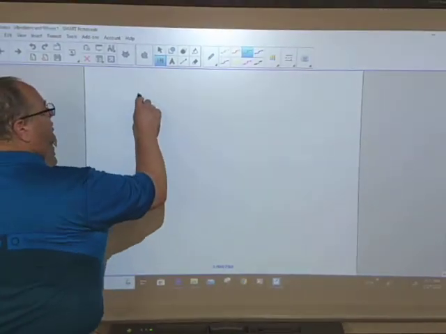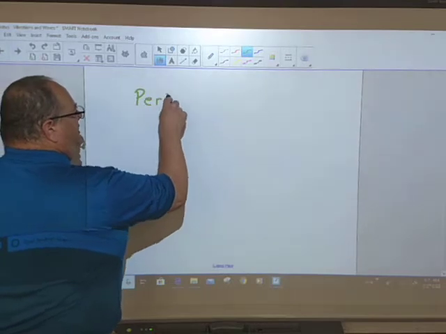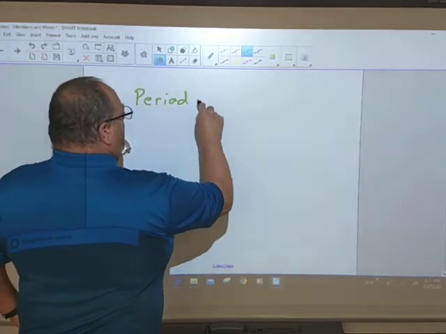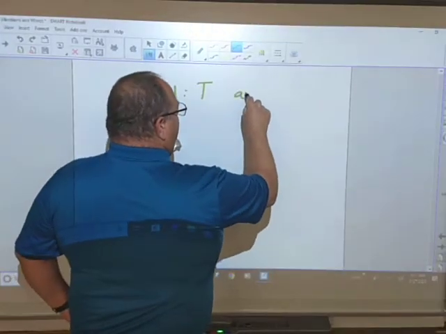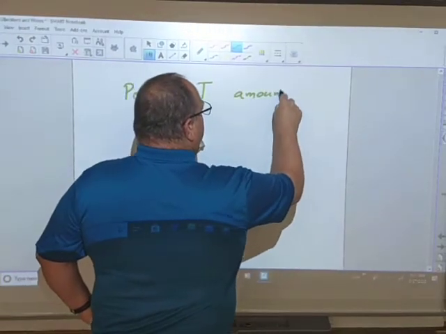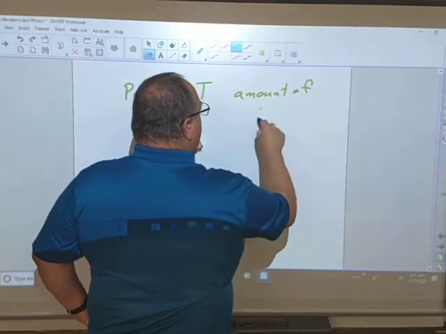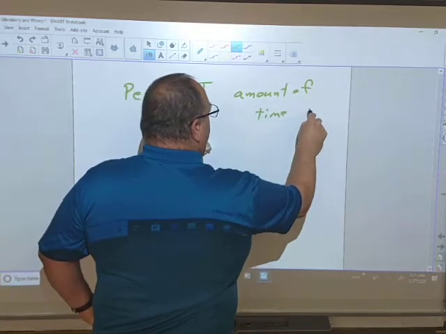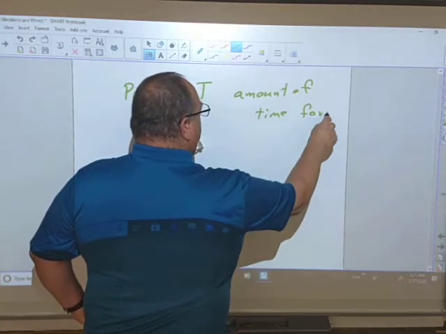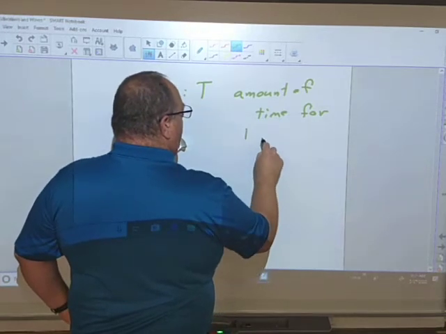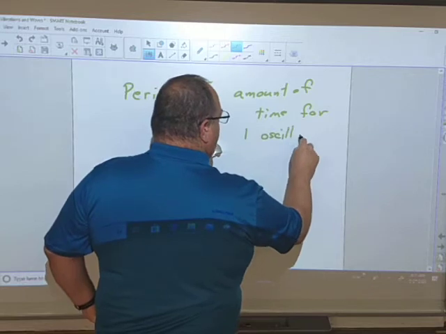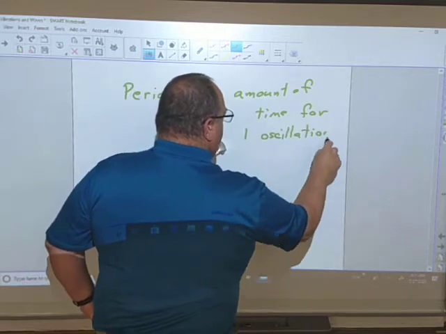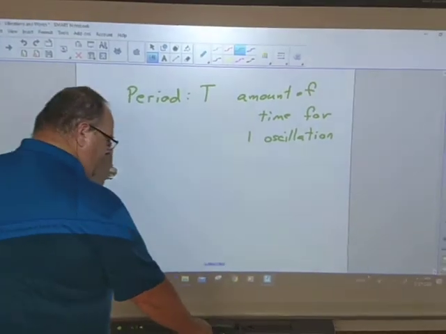Yesterday we dealt with the term period, which is given a capital T, and that is the amount of time for one oscillation.